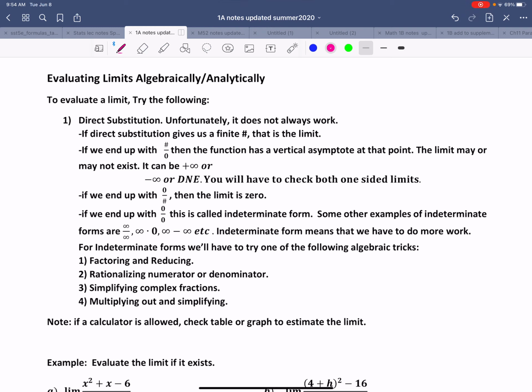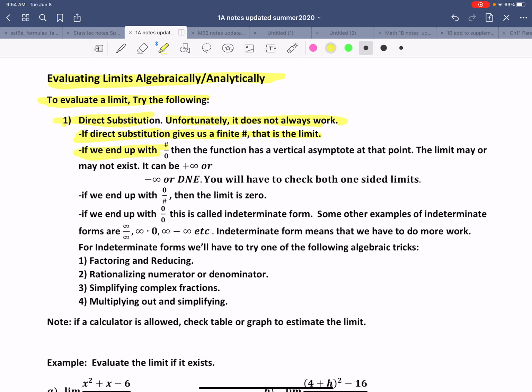Today's topic is evaluating the limits algebraically or analytically. To evaluate a limit, we're going to try the following techniques. The first one is direct substitution. If it works, that's wonderful, but if it doesn't work, then we have to think about other techniques. If direct substitution gives us a finite number, then that number is the limit.